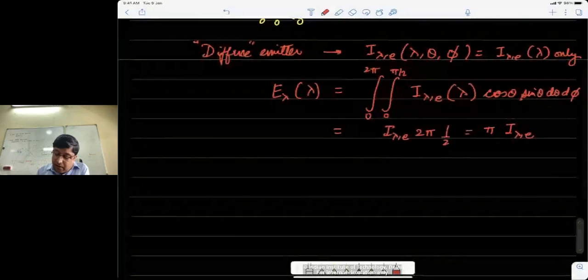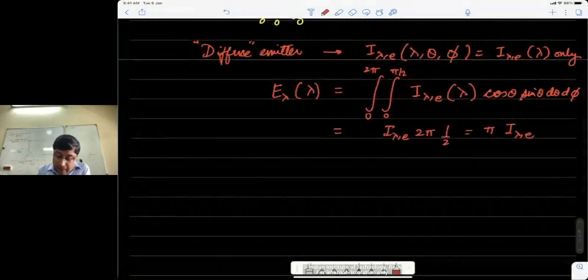So a diffuse emitter will have a very simple linear relationship between the spectral emissive power and the radiation intensity, and the factor of proportionality is pi.